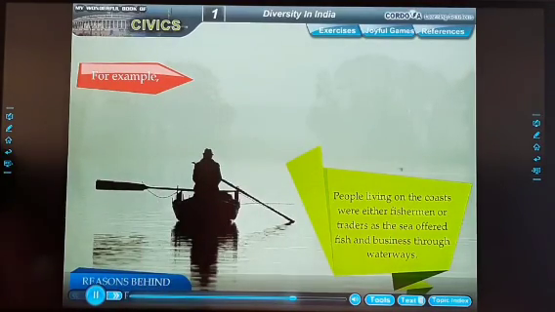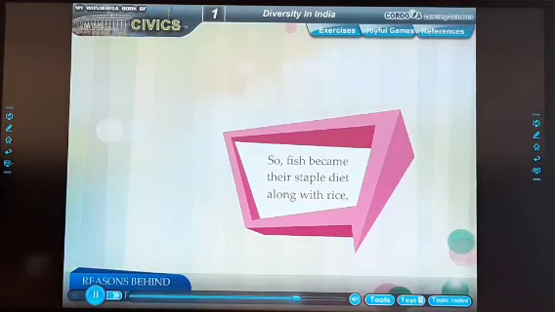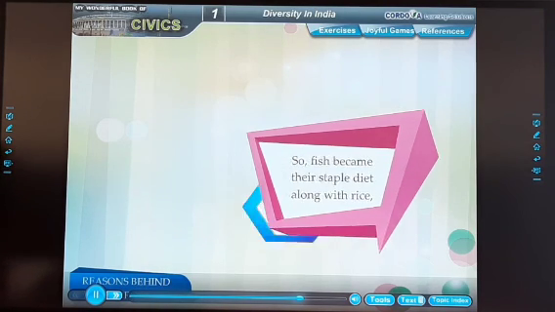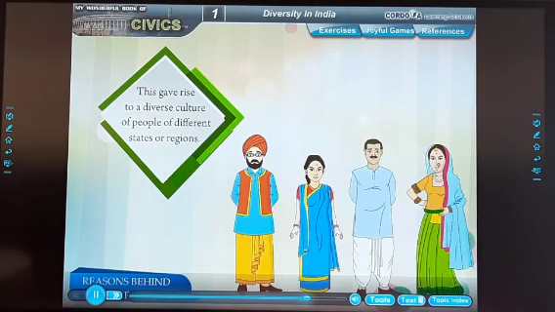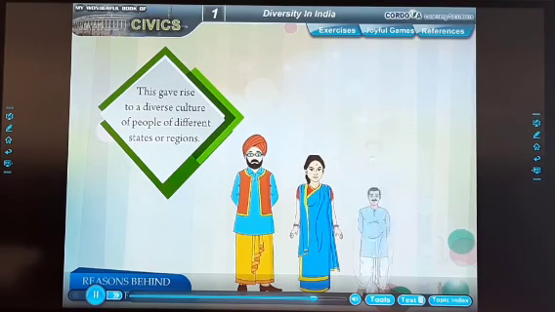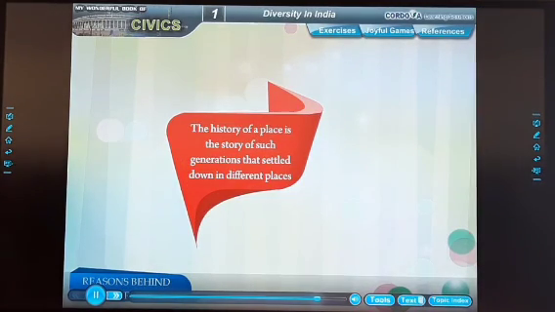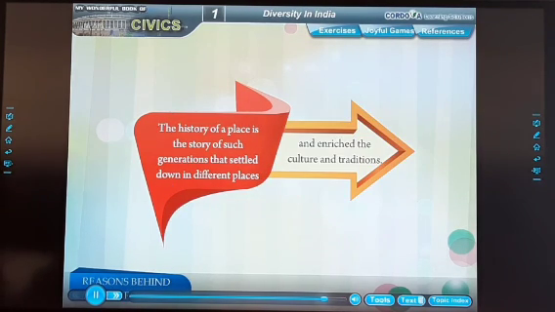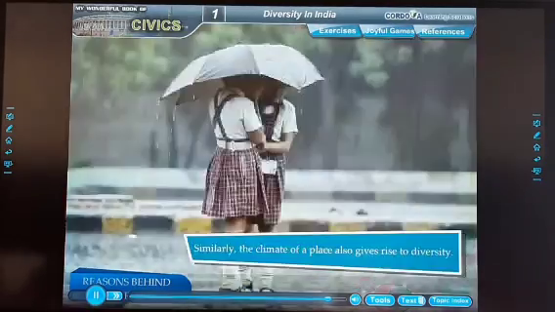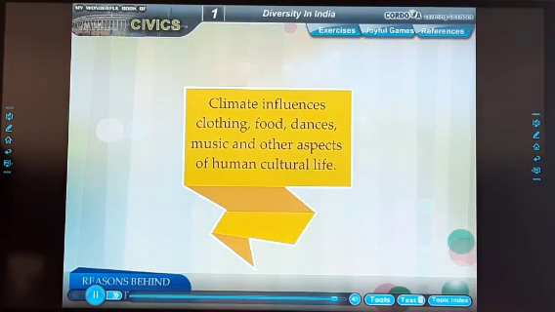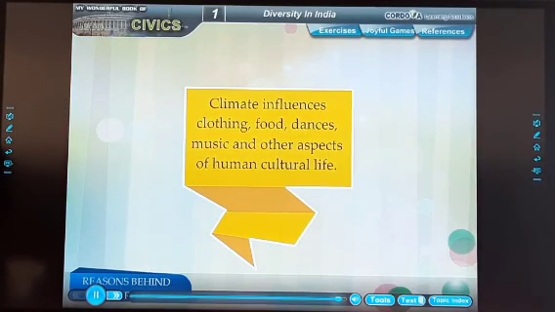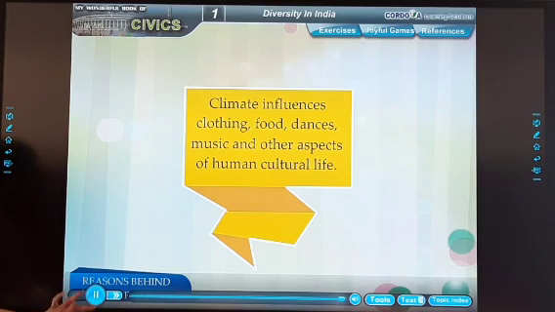And business through waterways. So, fish became their staple diet along with rice, tapioca, coconuts, and bananas. This gave rise to a diverse culture of people of different states or regions. The history of a place is the story of such generations that settled down in different places and enriched the culture and traditions. Similarly, the climate of a place also gives rise to diversity. Climate influences clothing, food, dances, music, and other aspects of human cultural life.